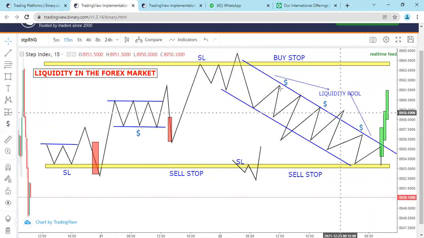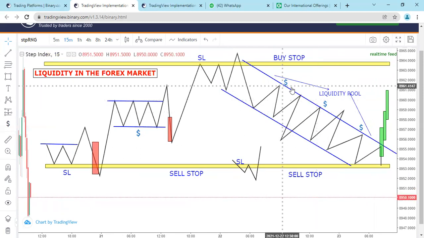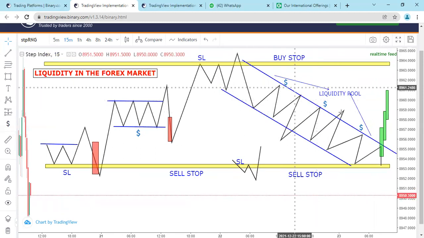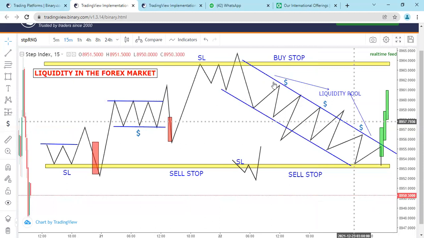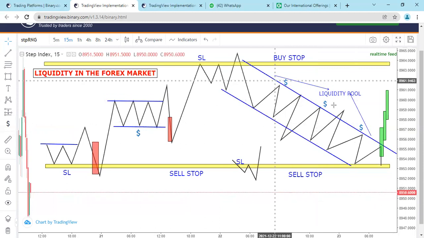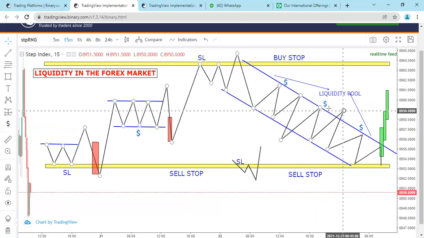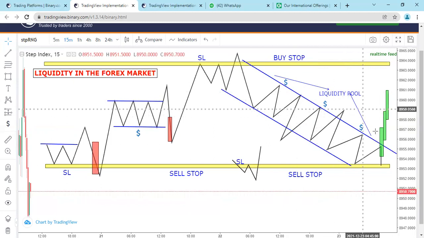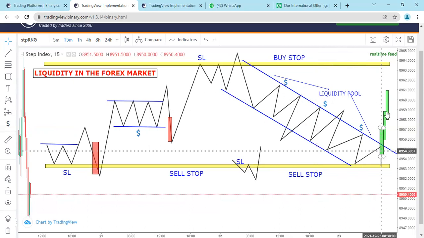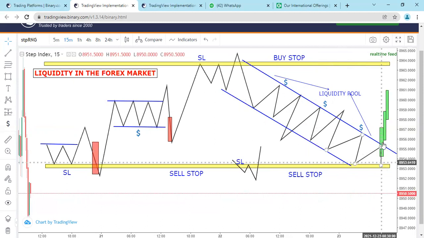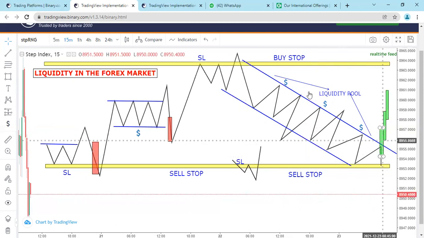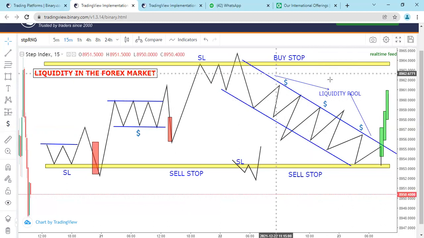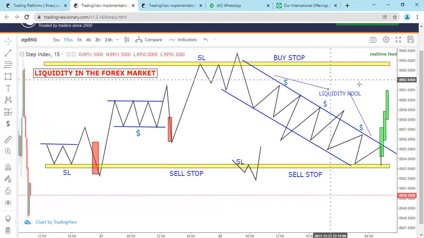And like I told you, this is a trend line. People are placing their sells, and placing their stop losses above the trend line. And these guys are saying liquidity pool. They are saying money. And what do you see at the end of the day? You just see an aggressive candle coming up to take the money that is lying above the trend line.